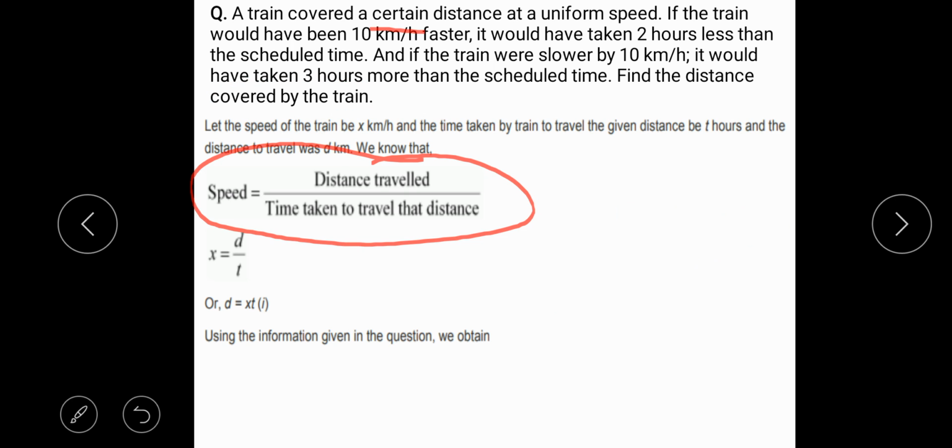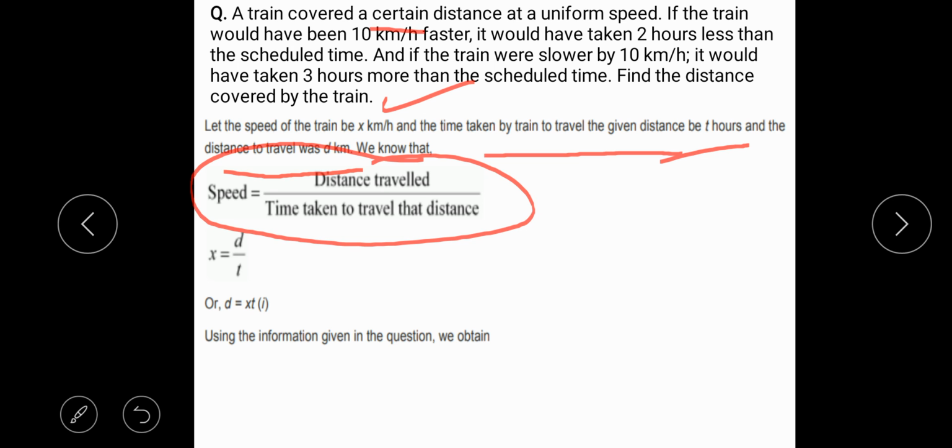Again, a very simple question. So very firstly, what we have to consider here: let the speed of the train be x km per hour, and the time taken by the train, because here we have been given a relationship between speed and time. When we increase the speed the time will reduce, and when we decrease the speed the time will increase. So that's why we are considering the speed of the train to be x km per hour and the time taken by the train to travel the given distance to be t hours.